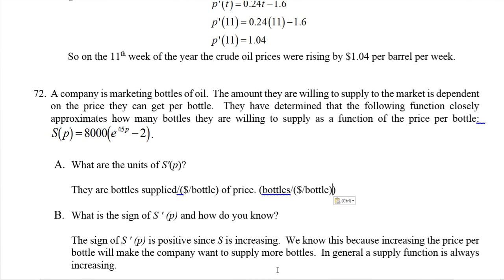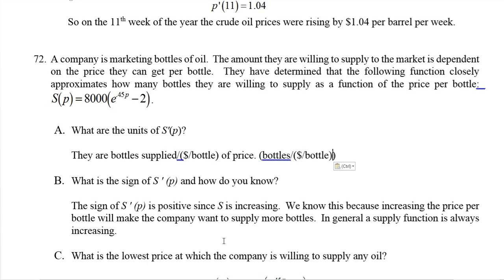What's the sign of S prime of P? How do you know? Well, the sign of S prime is going to have to do with the direction of S. If we increase P, the dollars per bottle, they're going to be willing to supply more. Now remember, the supply function describes the seller, the producer. So collectively, the producers are going to be more willing to supply bottles if they get a higher price for their product. So S is increasing, and S prime then is positive. So in general, the supply function is always increasing. Demand, on the other hand, is decreasing.